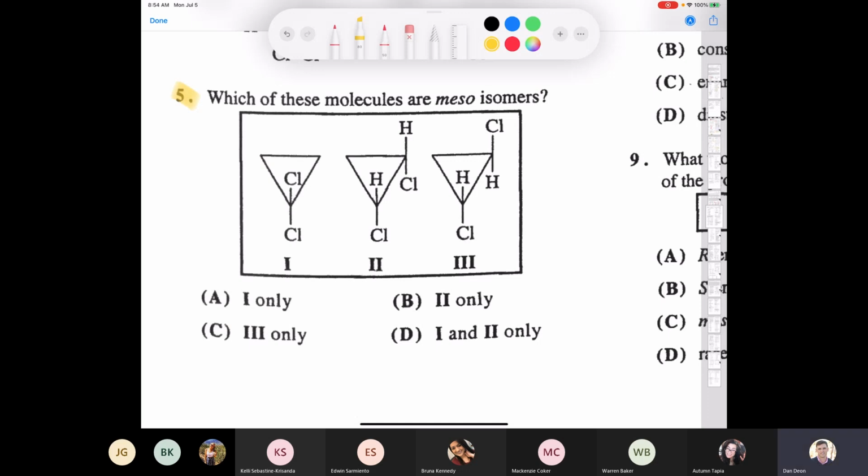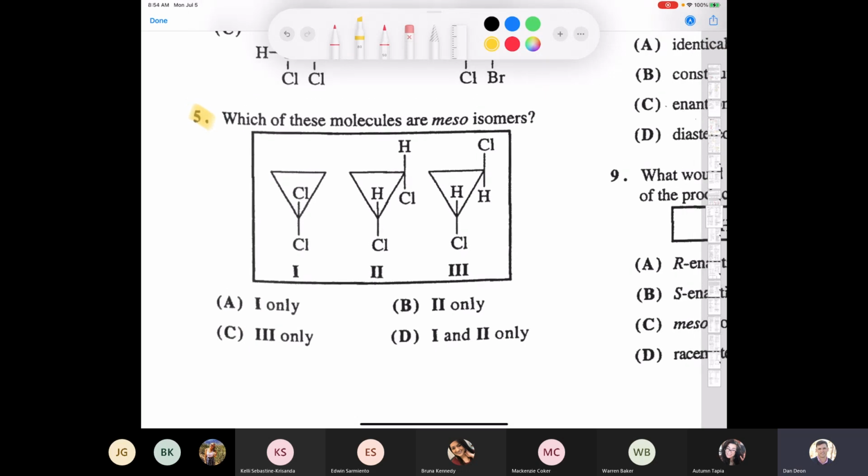For this one, you'd have to maybe recall the definition of what a meso compound is. A meso compound must have at least 2 stereocenters, so greater than or equal to 2 stereocenters, and a plane of symmetry. So there's definitely a plane of symmetry in number 1, isn't there? There's a plane of symmetry in there, but the problem with 1 is that there are no stereocenters in the molecule.